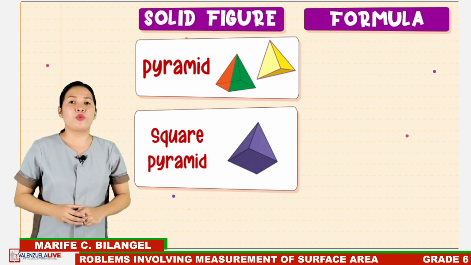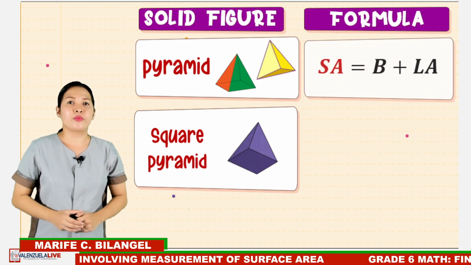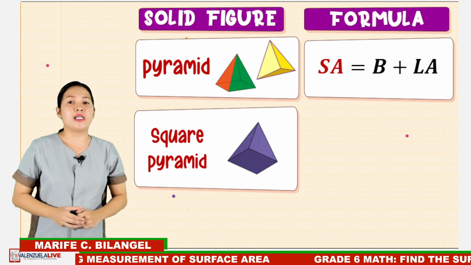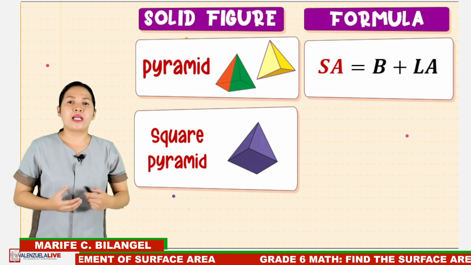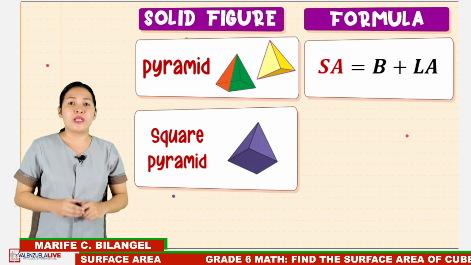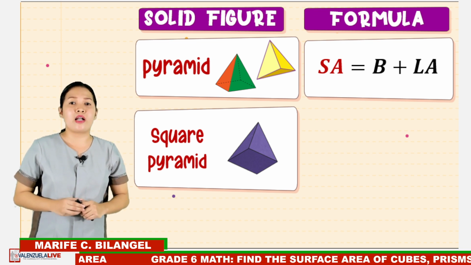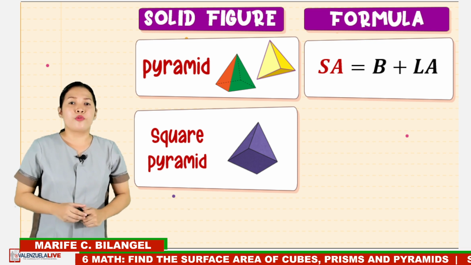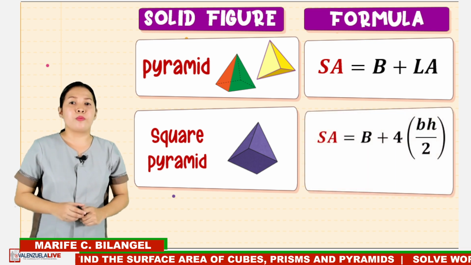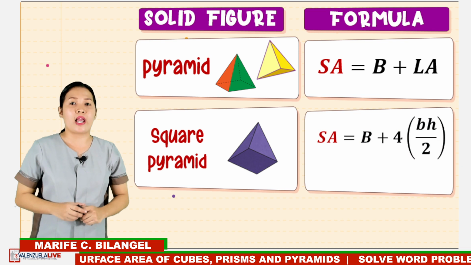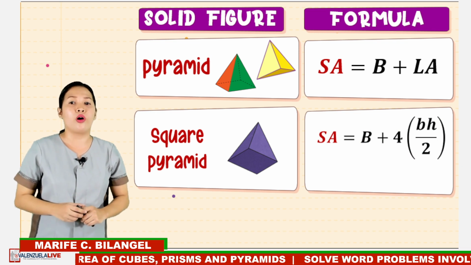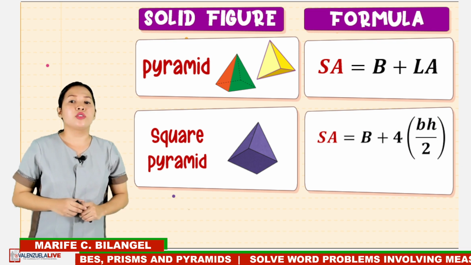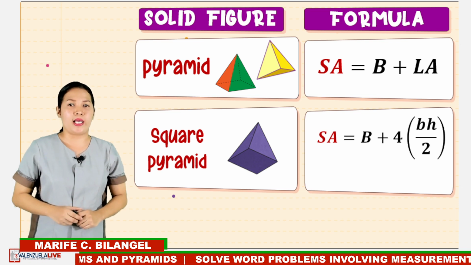For pyramids, we use the formula base area plus the lateral area. Again, when we say lateral area, it means the sum of the areas of the triangular faces of the pyramid. For a square pyramid, we have base plus 4 times the area of a triangular face, or b squared plus 2 times base times height.